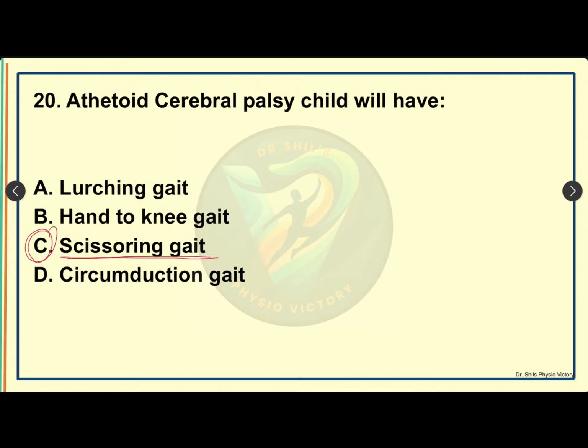Athetoid cerebral palsy is characterized by involuntary writhing movement and poor motor control.